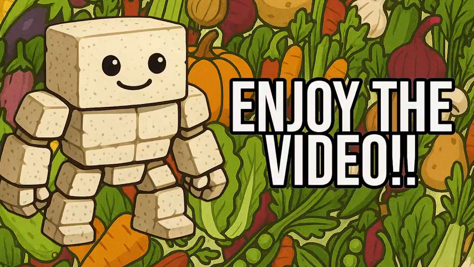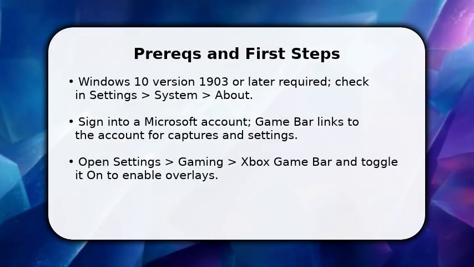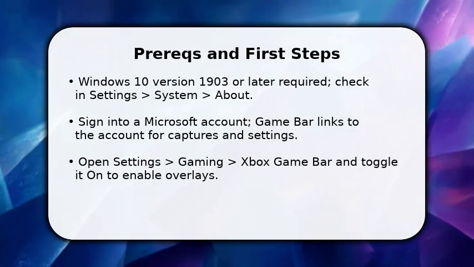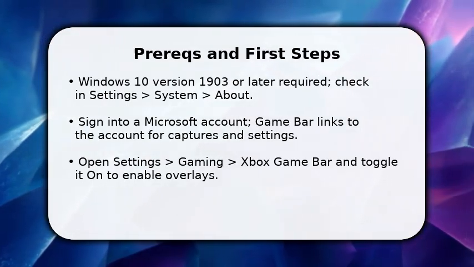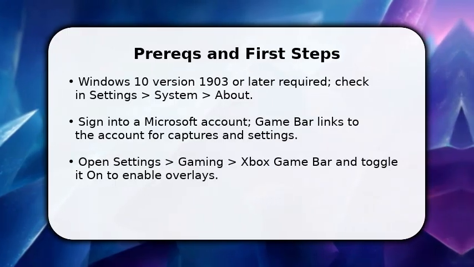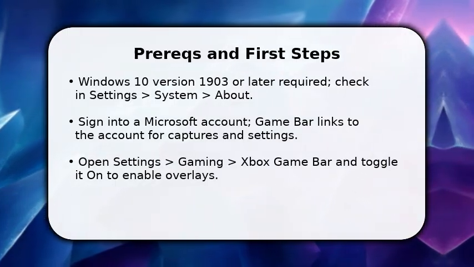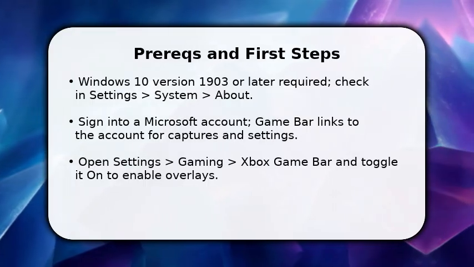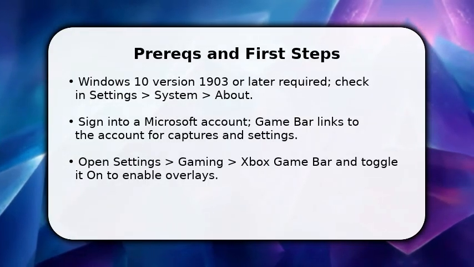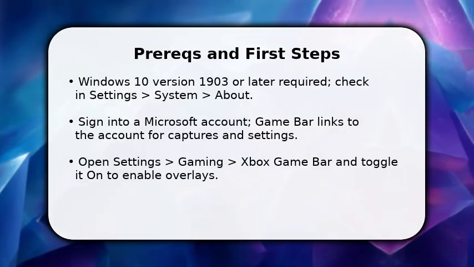Please enjoy the video. You'll start by confirming the essentials. Make sure Windows 10 is on version 1903 or higher, and that you're signed into a Microsoft account. Once done, open Settings, go to Gaming, then Xbox Game Bar and flip the toggle to On. You're enabling the overlay and capture backend now.